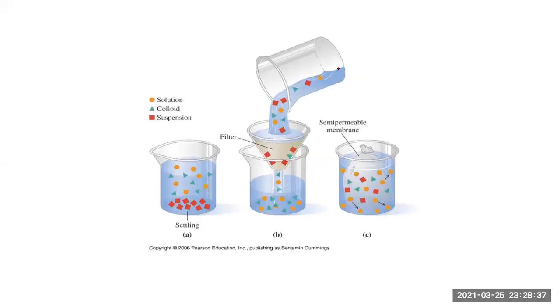Here's a picture of some of the different types of solutions that we talked about. Solution, which again is our solute and our solvent, our colloids, which are those homogeneous mixtures, and our suspensions, which are heterogeneous mixtures. You can see here that the solution and the colloid don't settle out to the bottom. They float around. While we do see some settling of suspensions, hence why, for example, with the milk of magnesia, you've got to mix it to disperse it through the different phases.